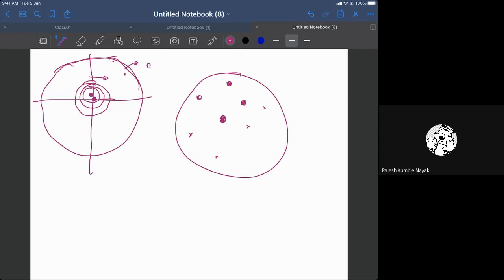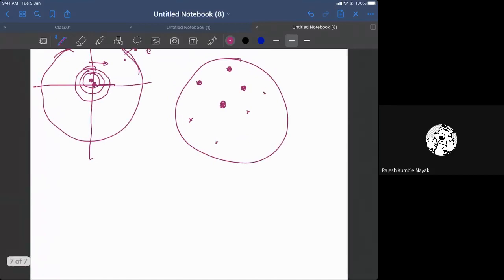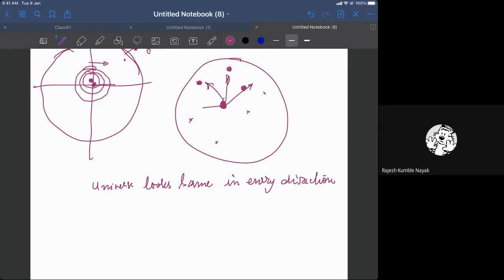So what does this mean mathematically? What does it mean for the universe? That the universe looks the same in every direction. So what does it mean? If we are at the center of the universe and we look in all directions, the universe looks the same. There is no difference. On a very large scale, it is true.